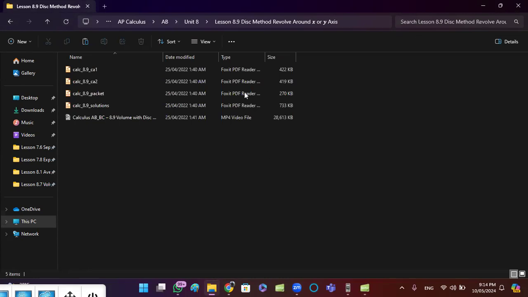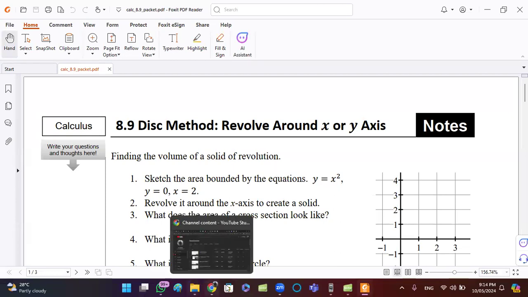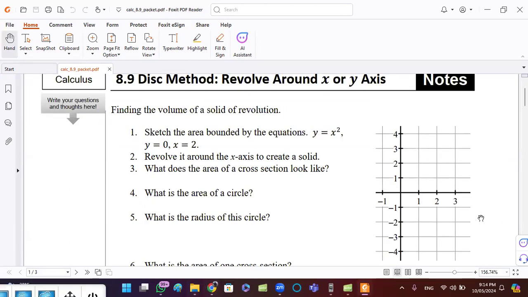Disk method, revolving method. What is the disk method? The disk method is used when I revolve something around x or y. When I revolve the function around x or y. Okay, let's see how the question looked.